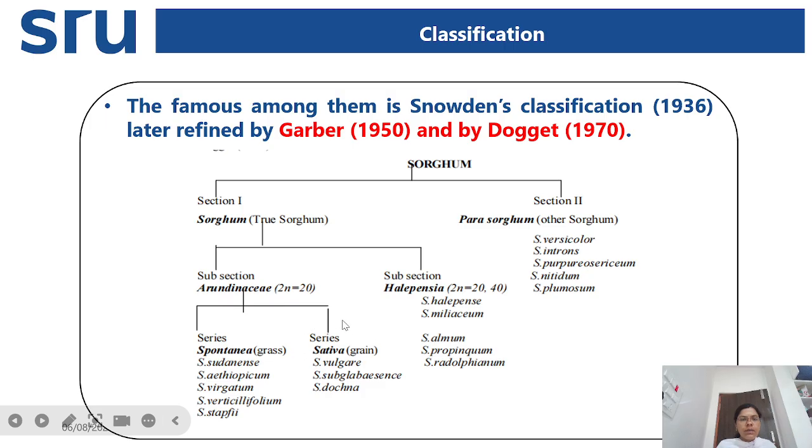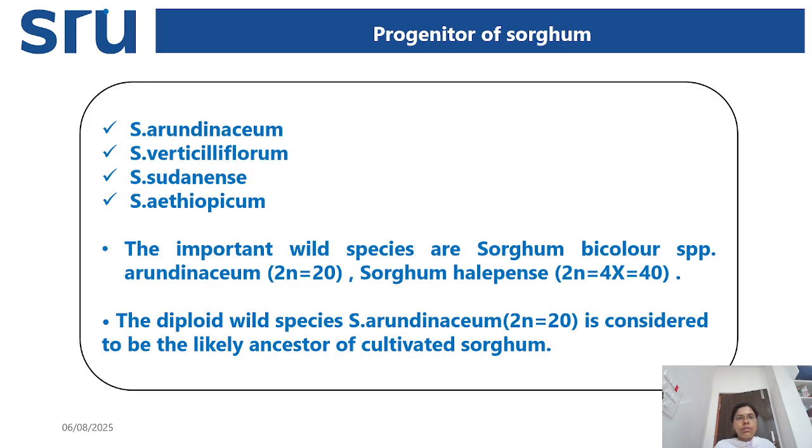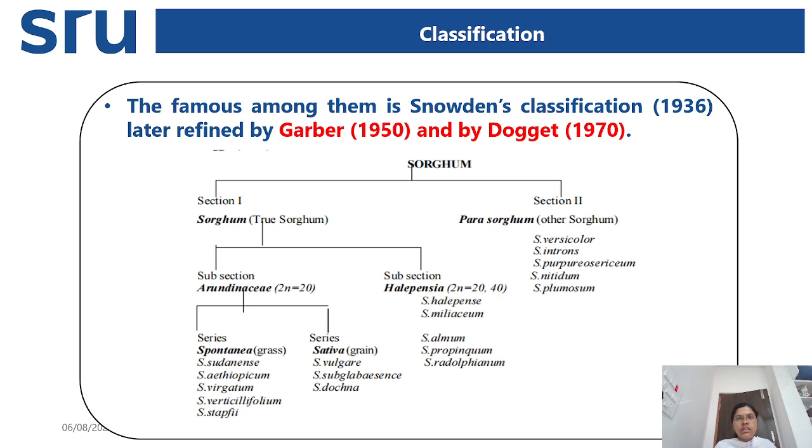Here the sativa types are grain types, whereas the spontanea types are grass types. Grass types are used for fodder purpose, whereas grain types are for eating, for making flour. So this is about the classification of the sorghum crop. And next, coming to the progenitors.